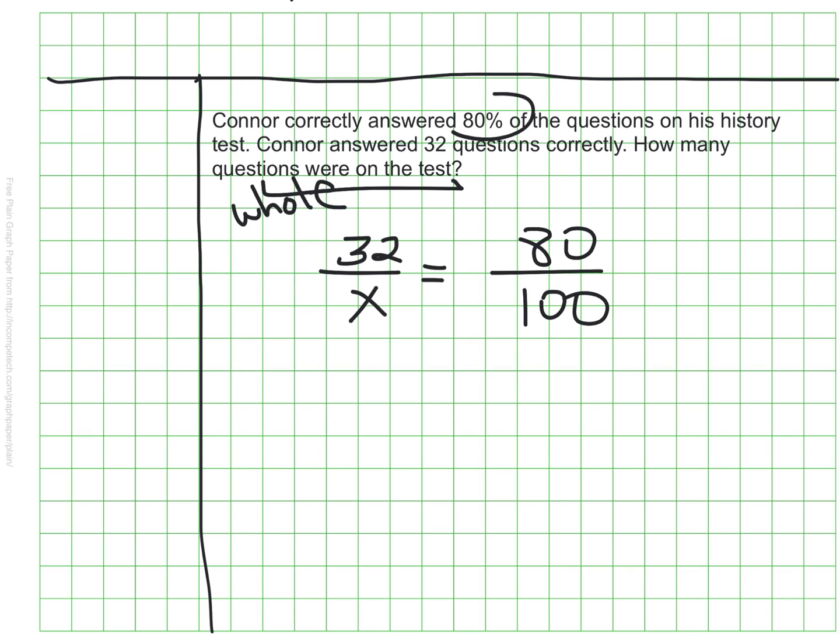This question might take a little bit longer to calculate. The numbers are not as friendly, but take a moment and see what you can find. Ask yourself, 32 times what is 80? And then what number would have to go here to make these ratios equivalent? So take a moment, pause the video, and then unpause the video, and we'll see if we did the same thing and if we got the same result.